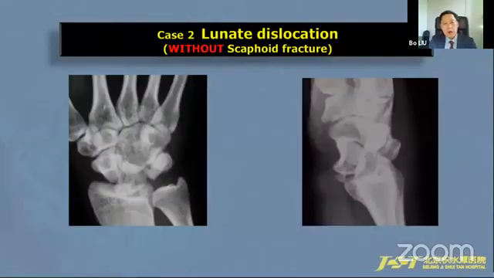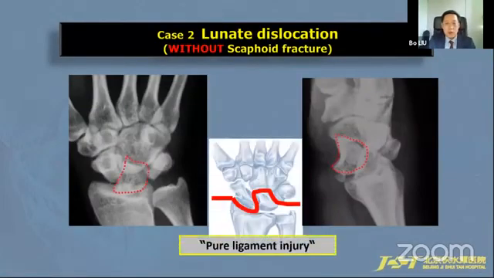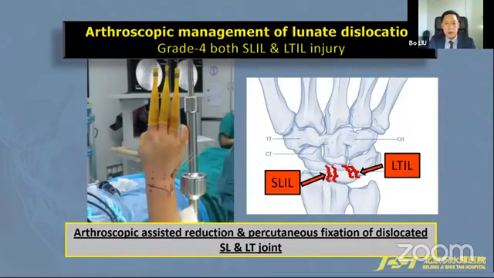So this is another scenario, a neonate dislocation without scaphoid fracture. This is a so-called pure ligament injury, because it is believed that the energy will go through the ligamentous structure around the neonate. So again, we can achieve arthroscopic assisted reduction and percutaneous fixation of the dislocated SL interval and the LT interval.